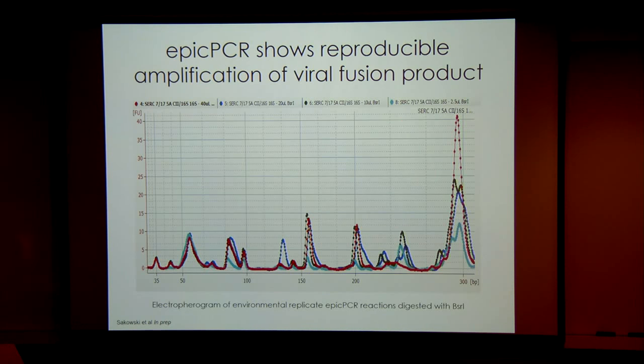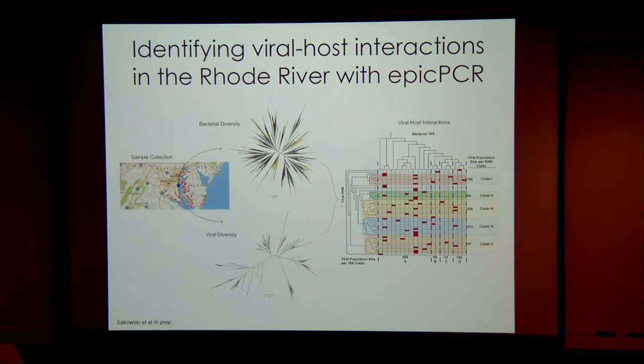And we also assess whether or not this is specific or reproducible, and we find high reproducibility across different samples. These are biological replicates from the same water sample, and this is just a digest of some of those products. If it was reproducible, we'd see the same digest pattern across them. For the most part, we can see that there's a lot of reproducibility. So this is still something that we're working on to develop.